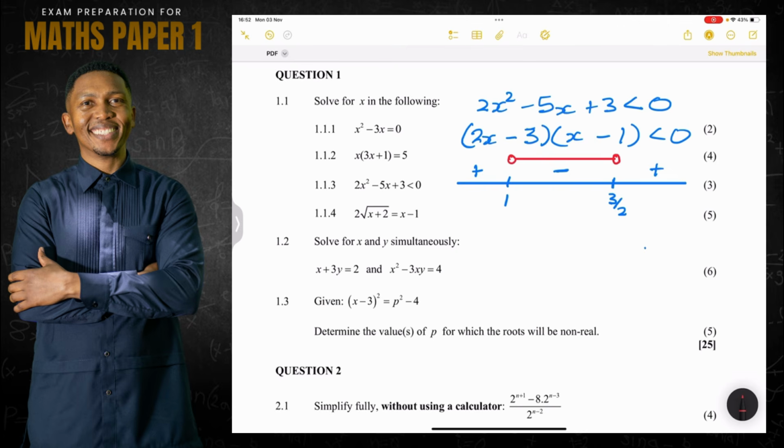So it will be negative between 1 and 3 over 2. And please note, we do not include those critical values, right? This is where the graph is equal to 0. That's what critical values are. And we said we want only where the graph is less than 0. So in this case, x is greater than 1 and less than 3 over 2. Right, I hope that you got that. So that's how the cookie crumbles.